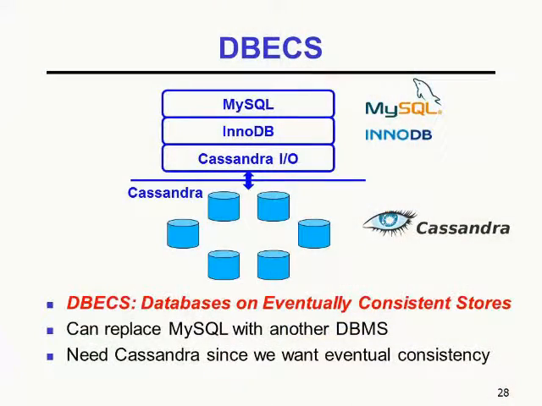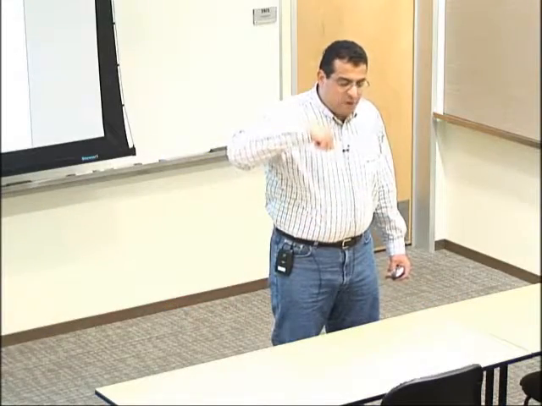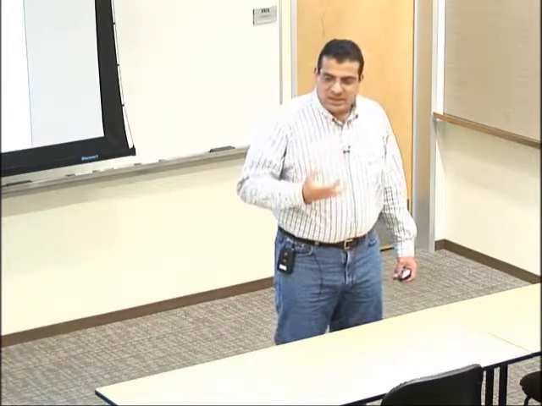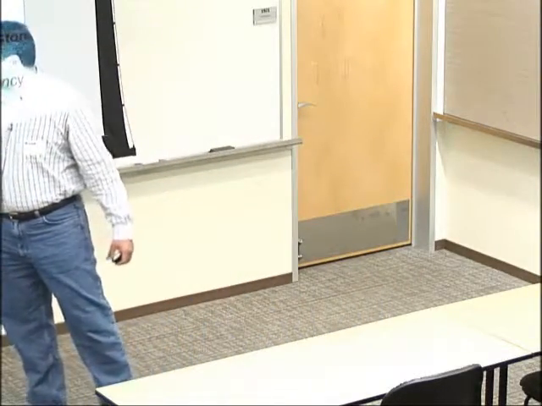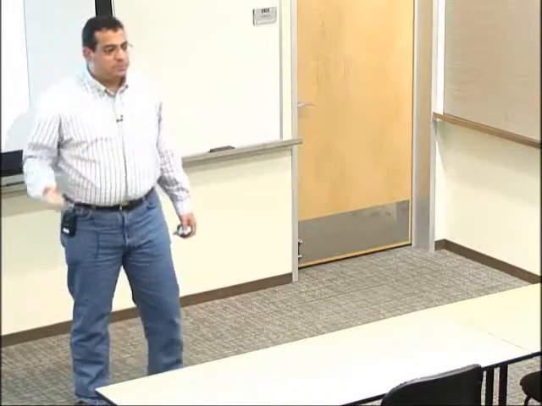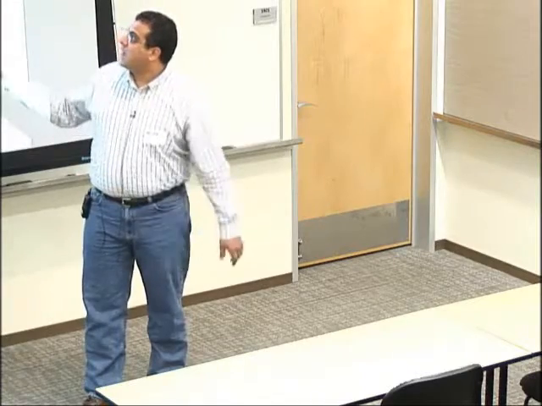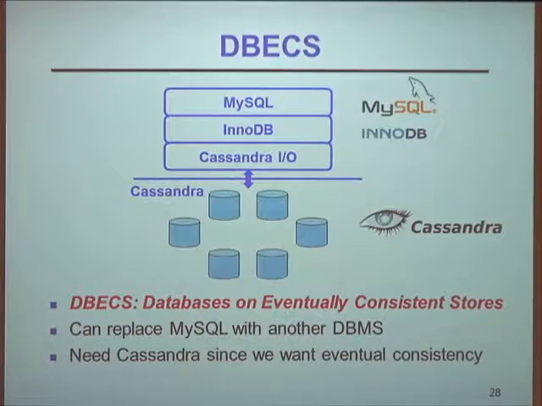So we implemented a prototype of a system like this, and in our prototype, what we wanted to look at is, if we are building this service on top of an eventually consistent storage system, can we take advantage of the relaxed consistency of the storage system to give us better performance? Our prototype is called DBECS, which stands for Databases on Eventually Consistent Stores. In our prototype, we use MySQL and its InnoDB storage engine. Actually, nothing in what we do is specific to MySQL, so we could have replaced it with any other database system. But the storage system that we use is Cassandra, and we do rely on Cassandra because we want eventual consistency. I'll talk more about this system, but Vivek had a question?